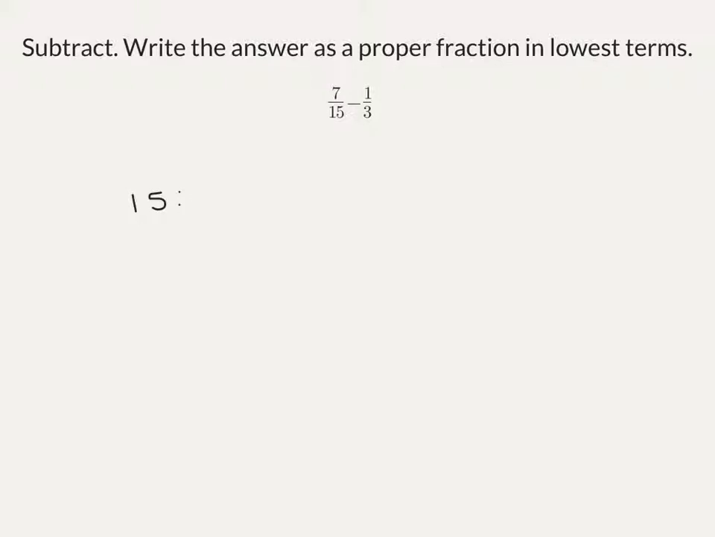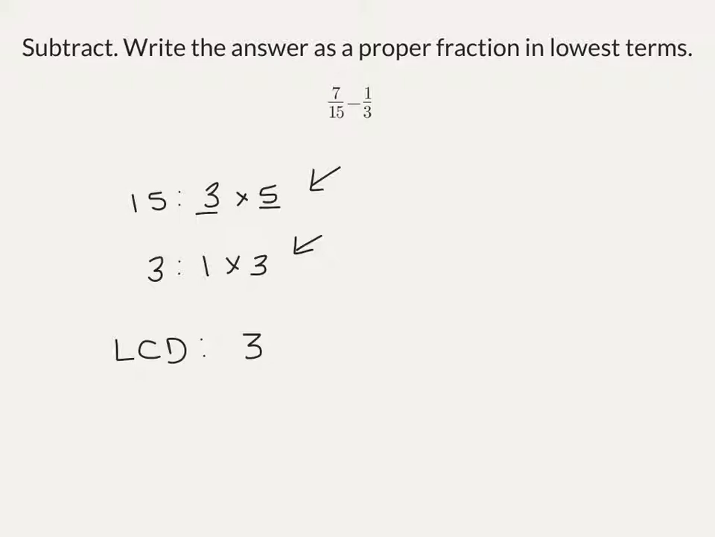First, I'll write the prime factors of 15 and 3. So the prime factors of 15 are 3 times 5. The prime factors of 3 are 1 times 3. Now I want to look at each group and write down the greatest number of times that a factor appears in either group. So if we look at 3, 3 appears 1 time in the first group and 1 time in the second group. So the greatest number of times that it appears in any one group is just once. So I'll write down 1, 3.